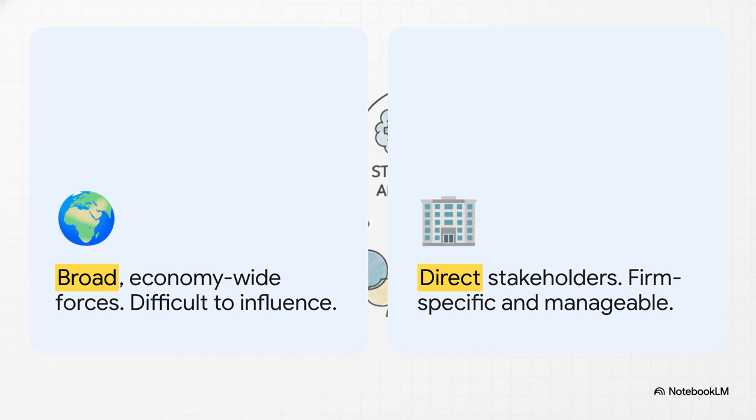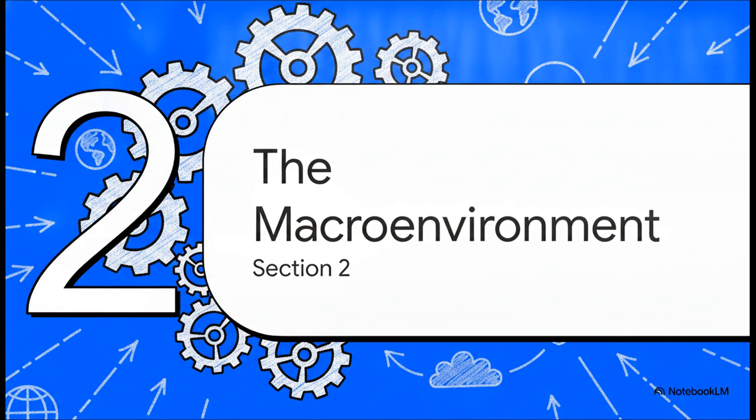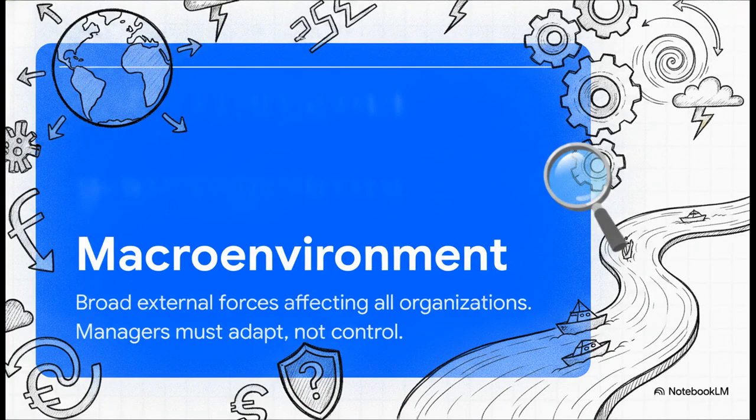So here's a quick practical memory shortcut for you. If it's broad and indirect, it's macro. If it's a direct stakeholder, it's micro. Moving right along to Section 2, the macro environment. Let's start with the zoomed-out perspective here. By definition, the macro environment consists of these massive, broad external forces operating at local, national, regional, and global levels. I mean, they affect everyone.